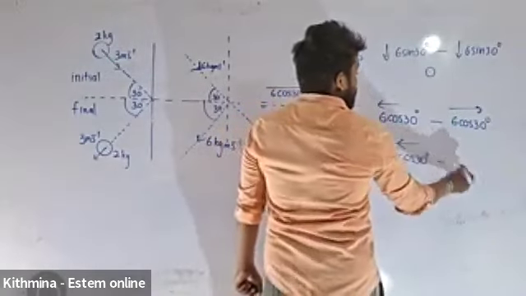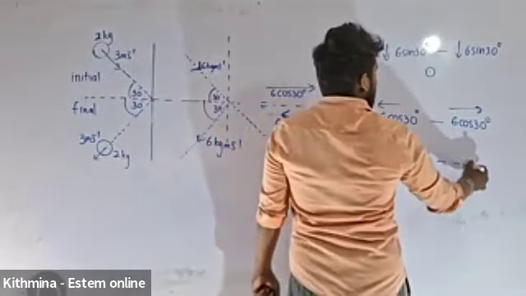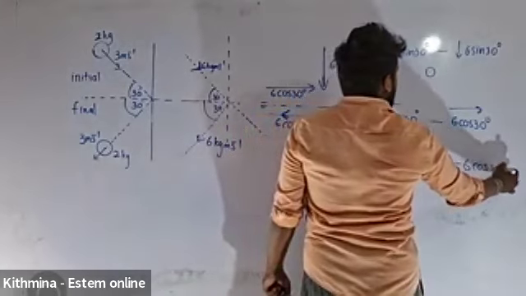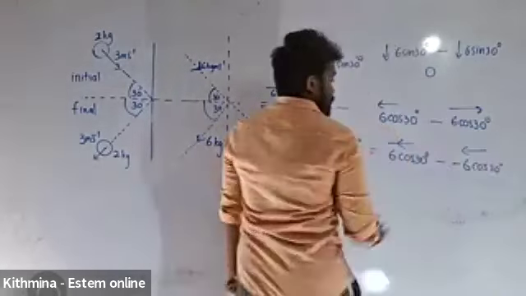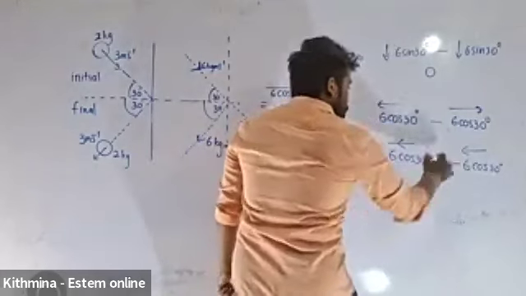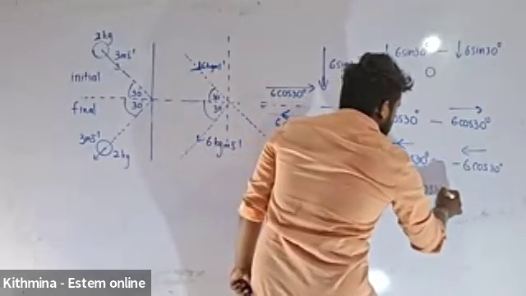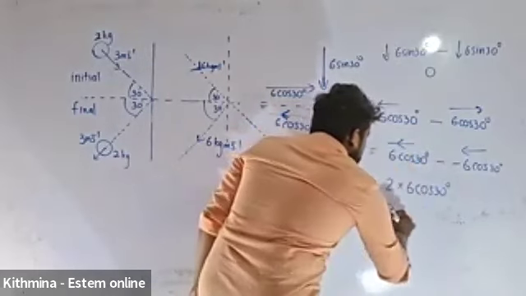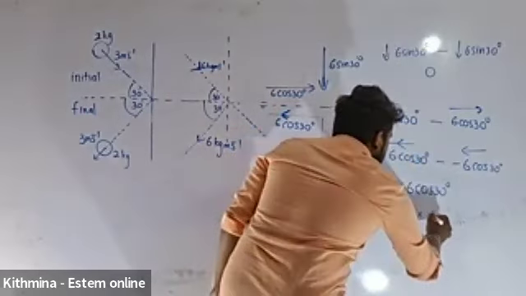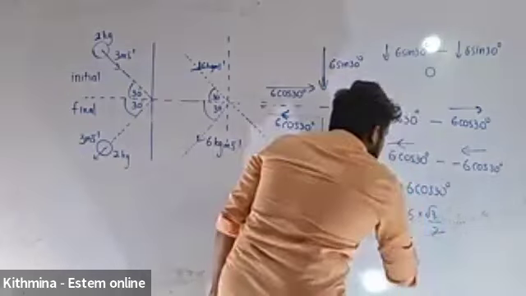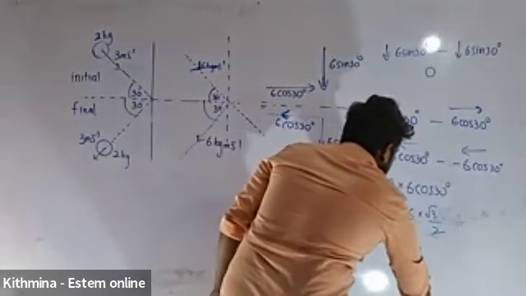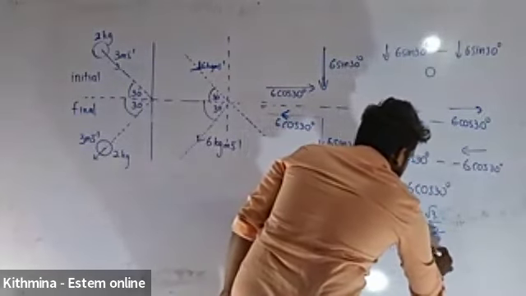6 cos 30, minus 6 cos 30. It is to this direction. Yes, then this becomes plus. Plus means 2 into 6 cos 30. 2 into 6 into cos 30, which is root 3 over 2. Then the answer is 6 root 3 kg m s^-1.